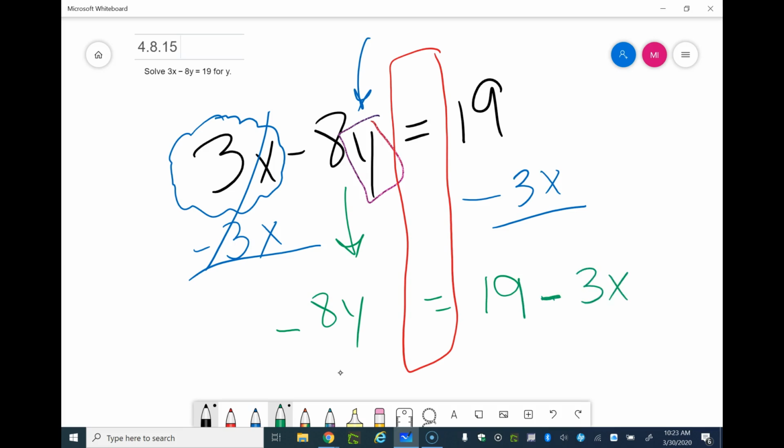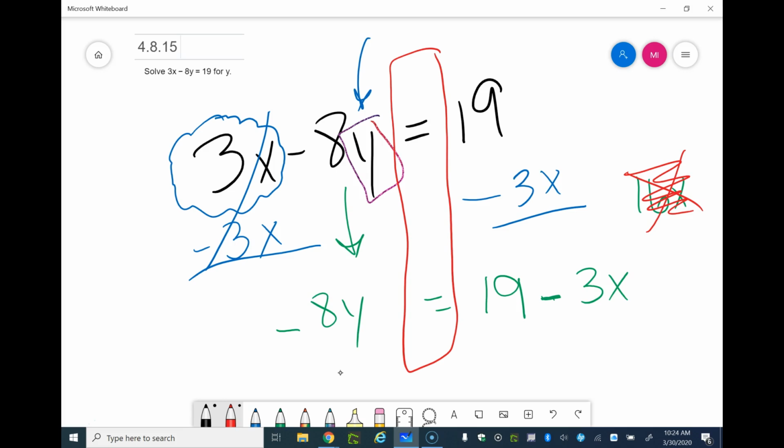Now we know we're not going to subtract these, and sometimes we might think we can subtract this and get 16x, but we know we cannot do that. And why is that? Because the 19 does not have an x, this is not considered to be like terms, so we cannot do this. So we'll leave it just as is, 19 minus 3x.